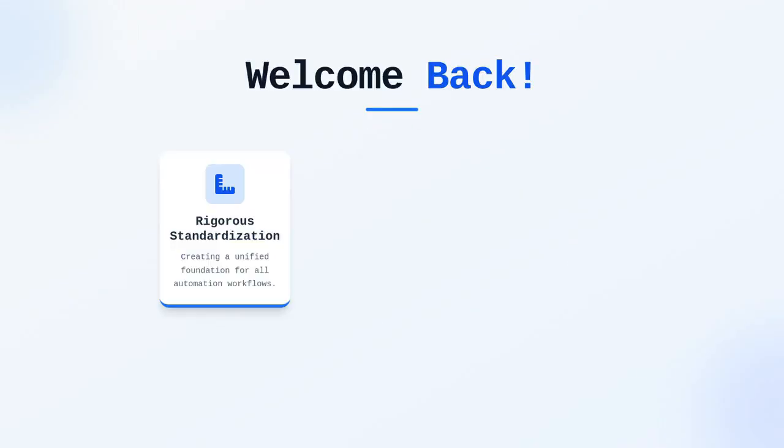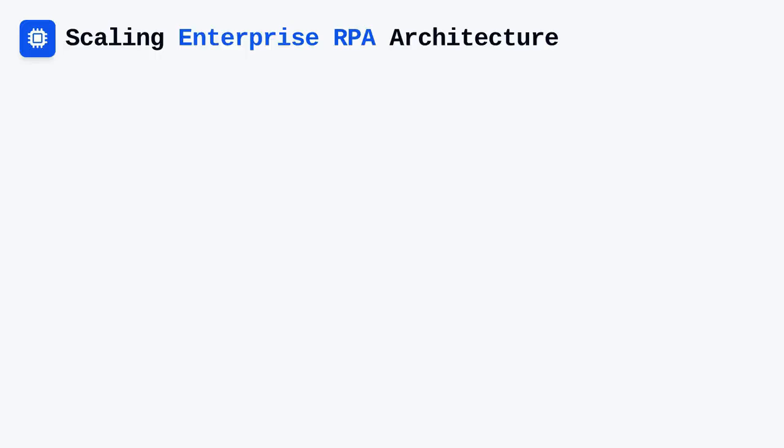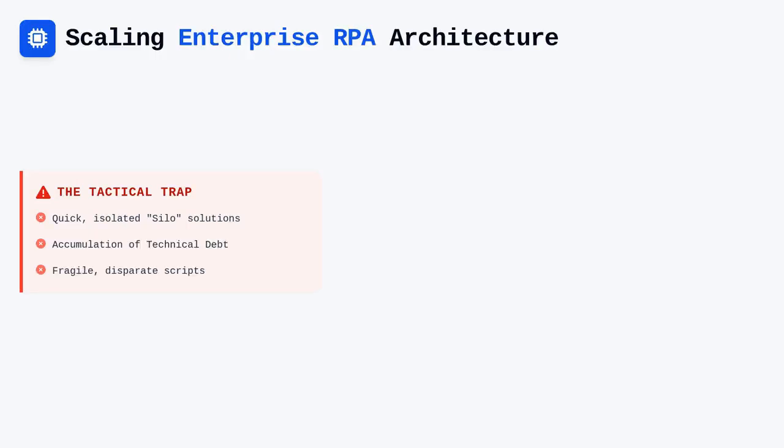Welcome back, and let us focus on how to build scalable automation ecosystems through rigorous standardization and reusability. When we approach enterprise-scale robotic process automation, the temptation to build quick, tactical solutions often leads to technical debt that slows down the entire department.